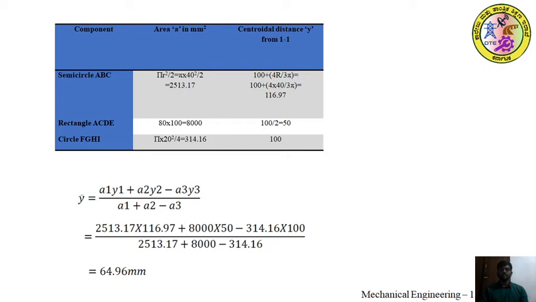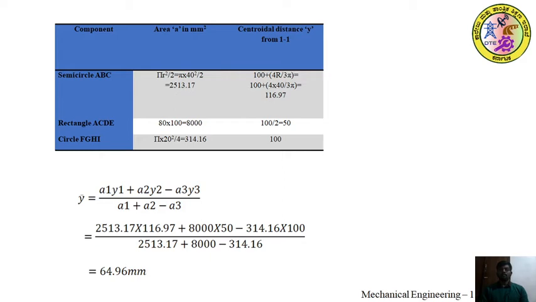Now the second shape is rectangle ACDE. The area of the rectangle is length into breadth, 80 into 100 mm, that is equal to 8000 mm square. Now the third one is circle FGHI. The area of the circle is pi d square by 4, that is equal to 314.16 mm square.